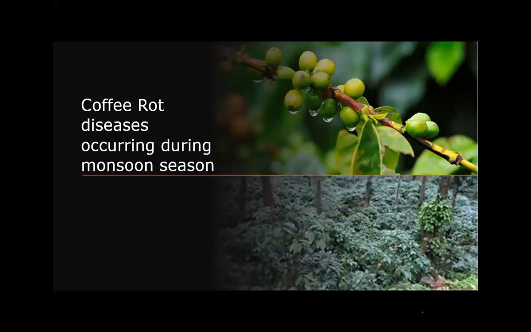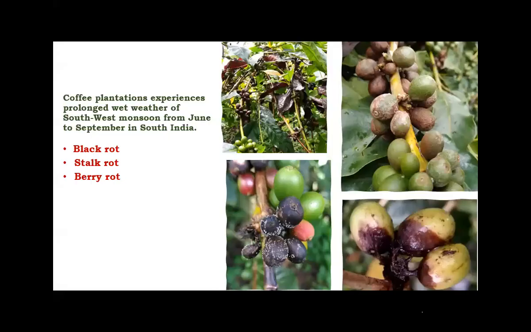And let's move on to the next very important disease that we observe in monsoon season. Invariably, we do encounter in coffee plantations the monsoon rot diseases like black rot, stalk rot, and berry rot. Normally when we say monsoon, after blossom we would be having the break of the monsoon, and the monsoon starts from June to September, and that was the schedule.